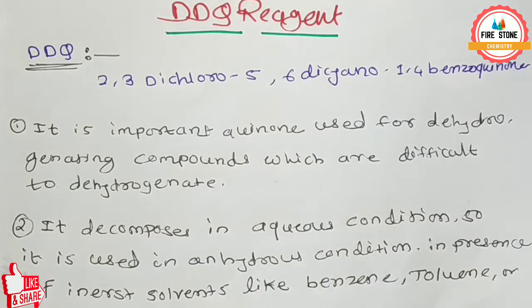In previous lectures we saw the reagents LiAlH4, that is a reducing agent, again Raney nickel, DCC, and today we are going to start the DDQ reagent. If you have not seen these reagents, you can go to the channel and see the videos on them. So today we are going to start the DDQ reagent.